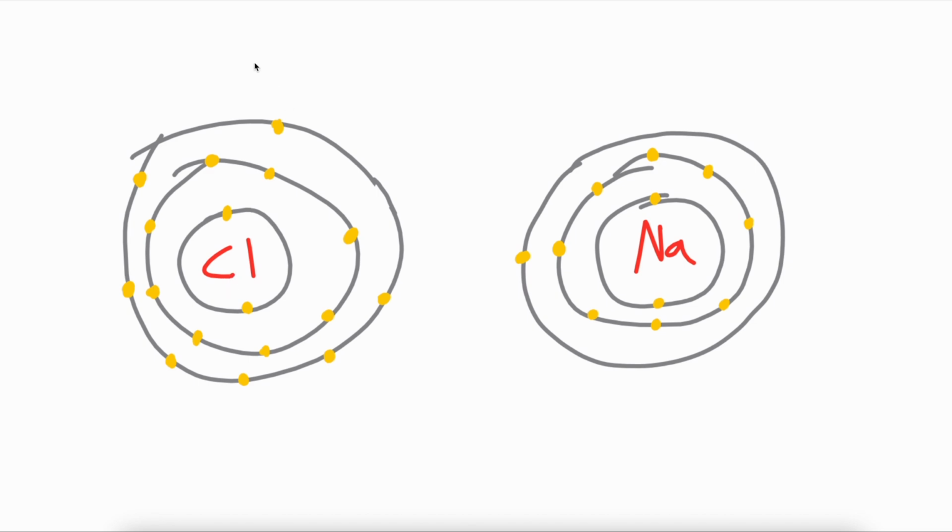So this chlorine atom has 7 valence electrons, and it really wants 8. This sodium atom has 1 valence electron, and it really wants 8. If this chlorine were to randomly find an electron, it would get up to 8, a full octet. And if this sodium were to lose an electron, well then it would also have 8, a full octet. You can kind of see what's starting to brew here, right?